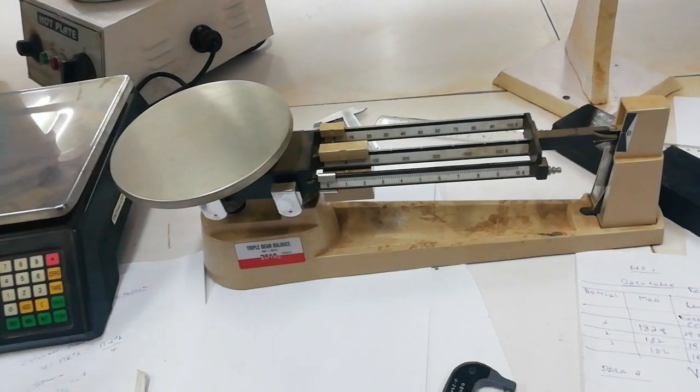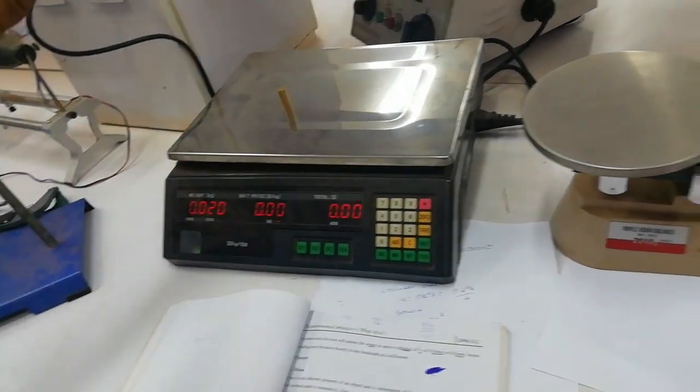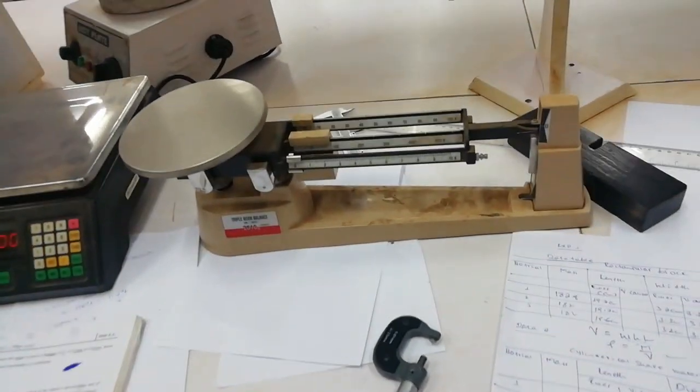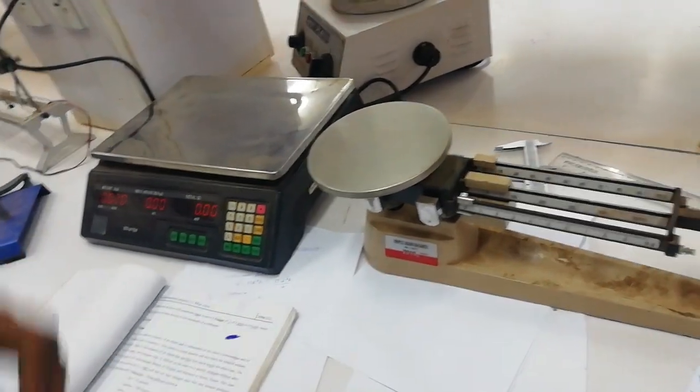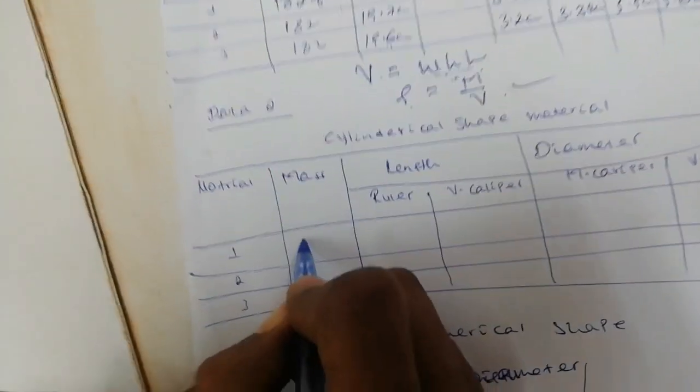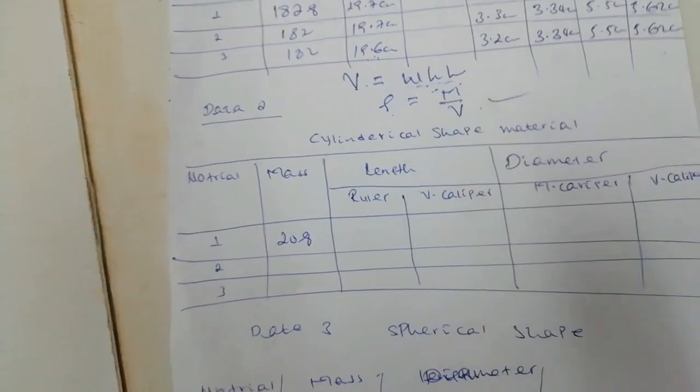This is the triple beam balance. This is analog. This is digital. You use different types of materials when you are measuring, based on this arrangement. So we put it here. This is 20 grams.